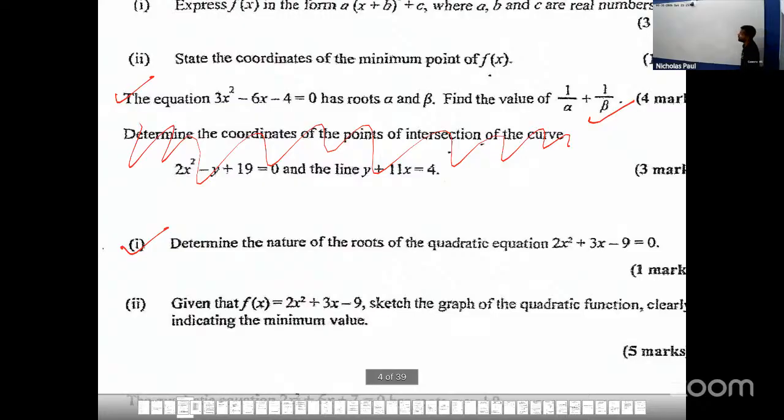Right, determining the nature, what does that mean? Discriminant, right? Discriminant.